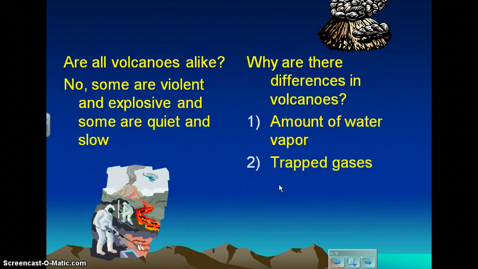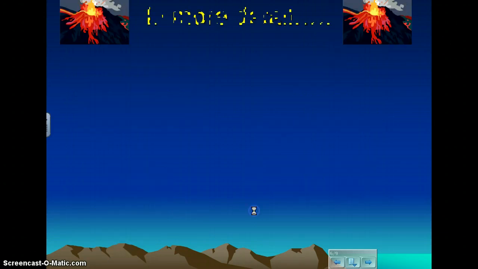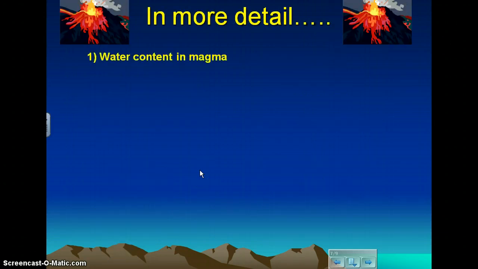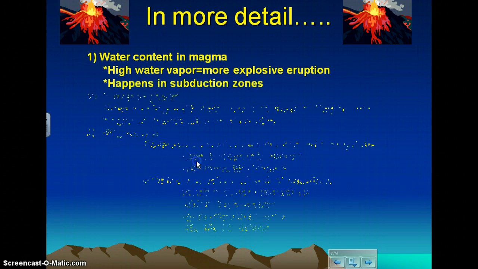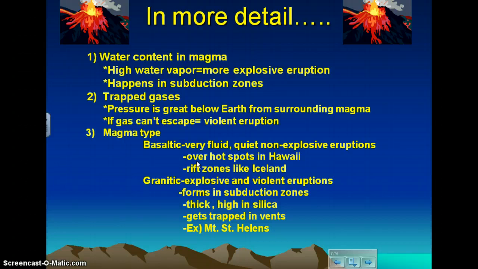Trapped gases can affect a volcanic eruption. It can make it more explosive if there are trapped gases. And the type of magma, if the magma is really thick, it will be a more explosive eruption. And here's a little bit more detail of what I was just talking about with different things that can affect an eruption. Usually, if water is within a volcano, it will make it more explosive. And this tends to happen in subduction zones, when one plate is sliding underneath another one, it'll trap water.